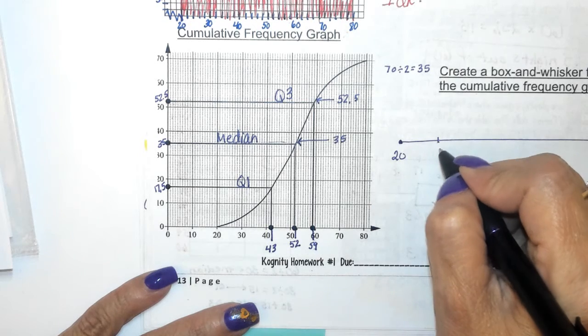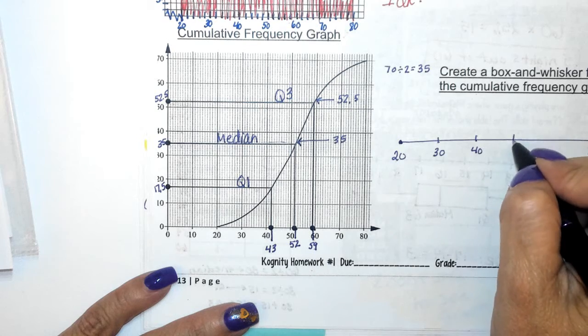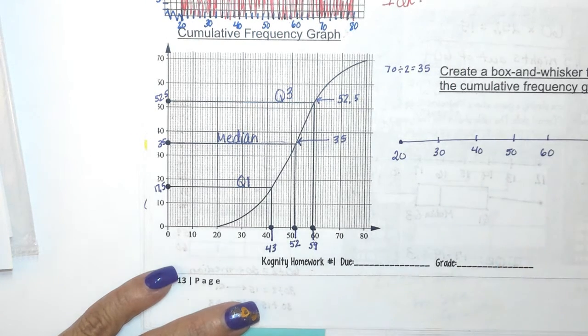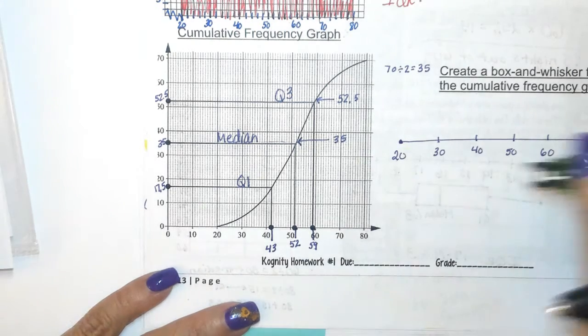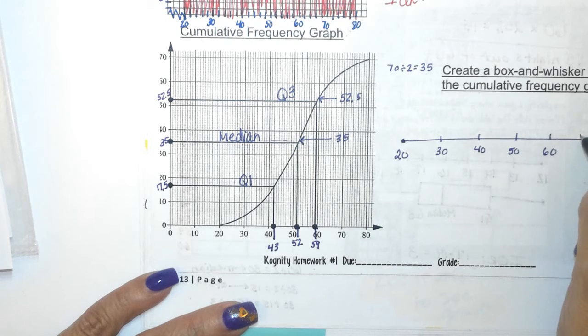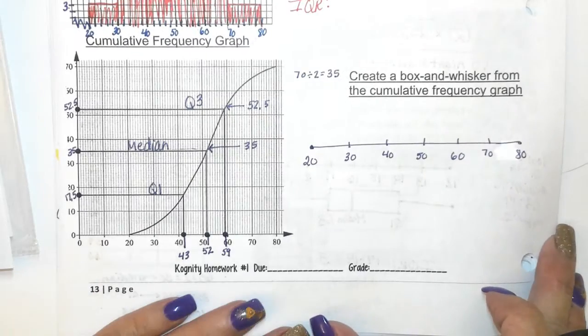And I'm going to do 30, 40. I may have messed up on this. 50. Yep. 60. Oh, I'm going to move that over just a little bit. Hopefully you got some white out. It's always good to have 70 and 80. I just want to have it on there so that I have it all.